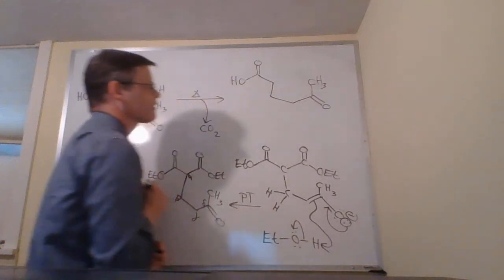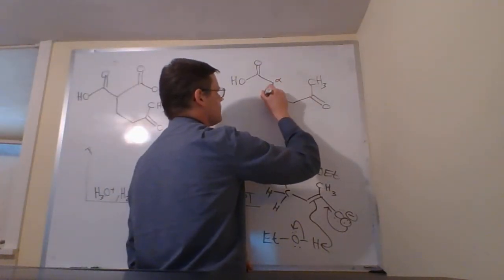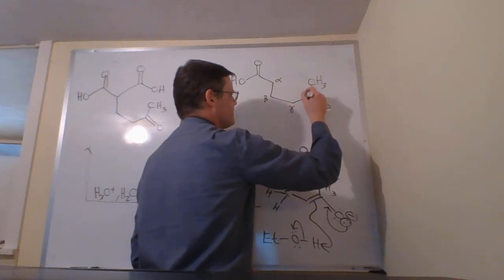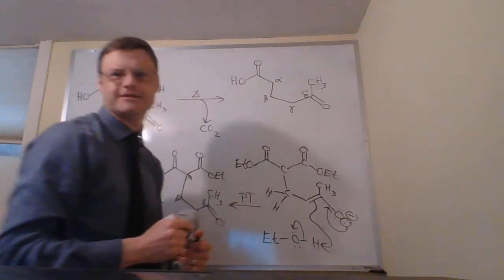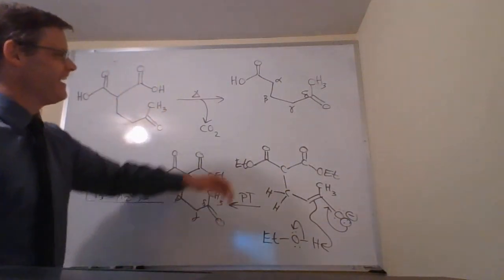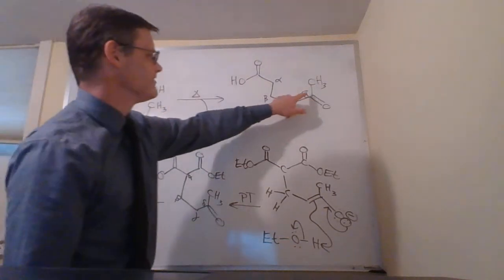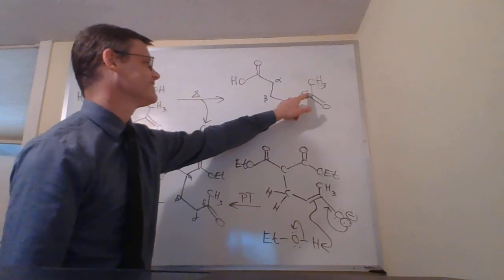Again, let's review our Greek alphabet. This really isn't an organic chemistry lecture, it's a Greek letter lecture here. So alpha, beta, gamma, just kidding, delta keto acid.